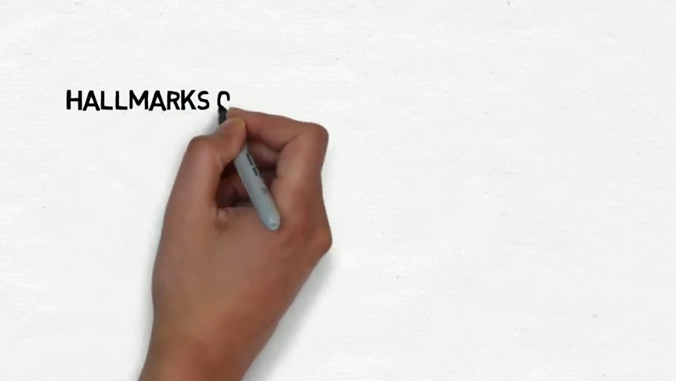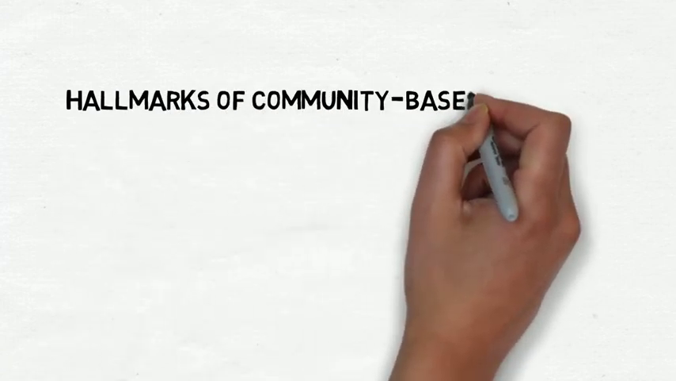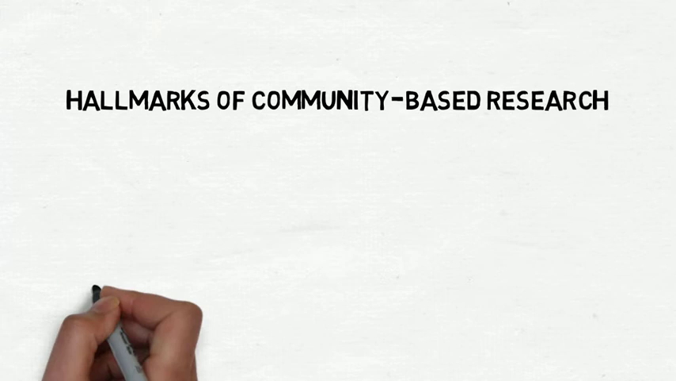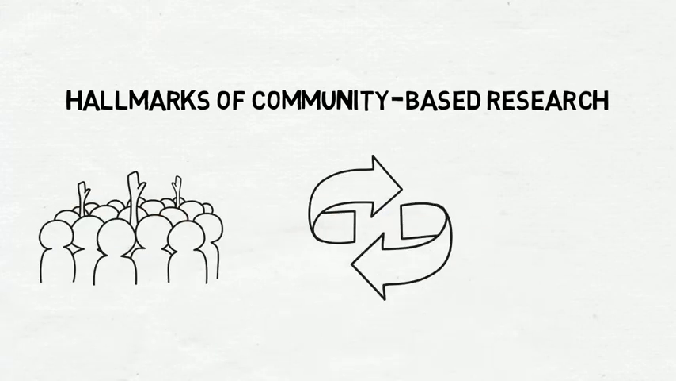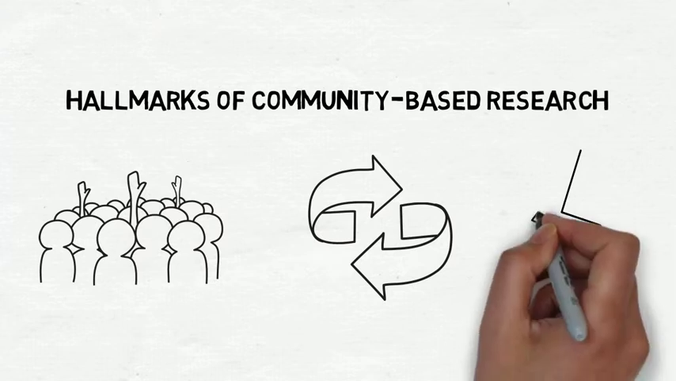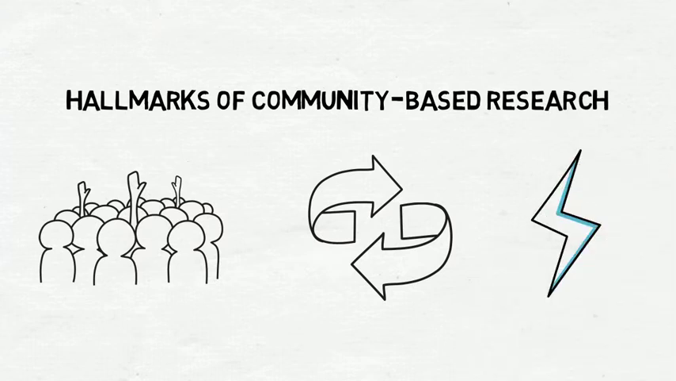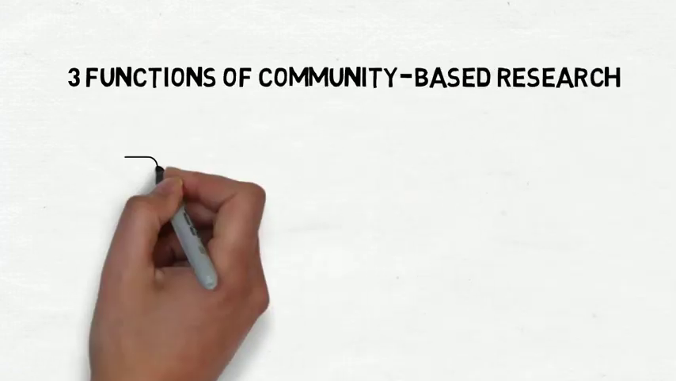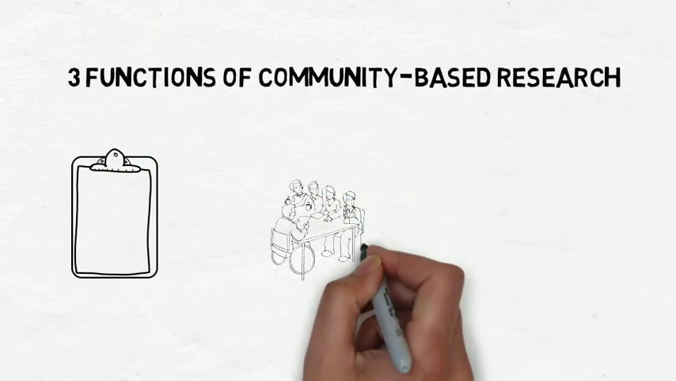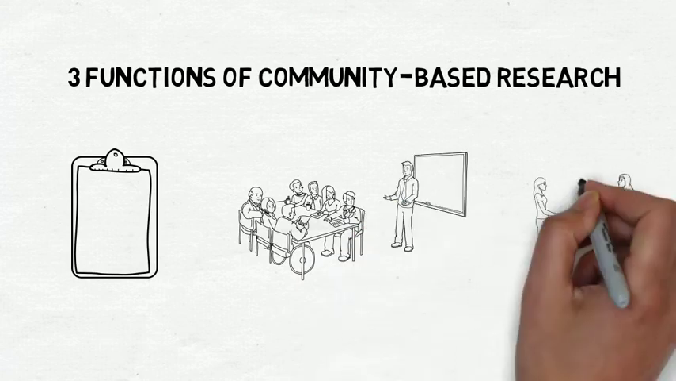There are three hallmarks which help to define community-based research. 1. It is community-driven. 2. It is participatory. And 3. It is action-oriented. Community-based research has three main functions: knowledge integration, knowledge mobilization, and community mobilization.